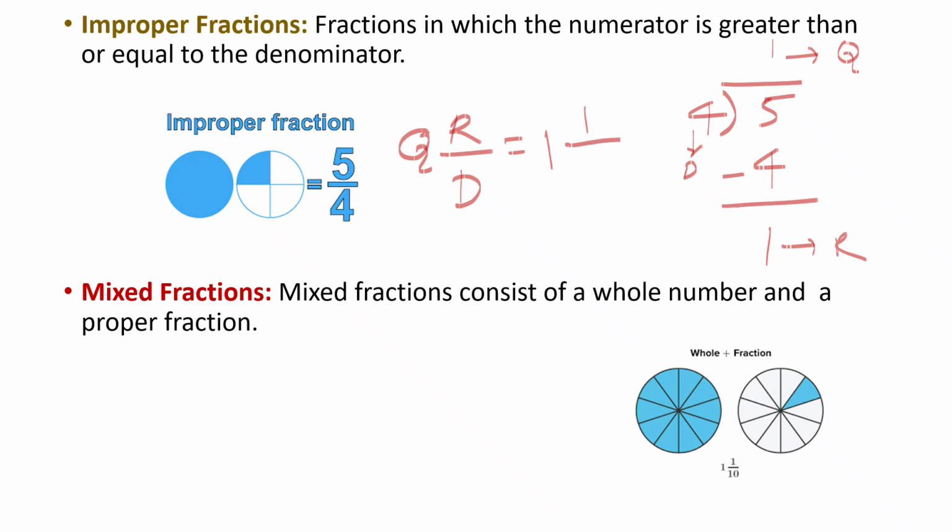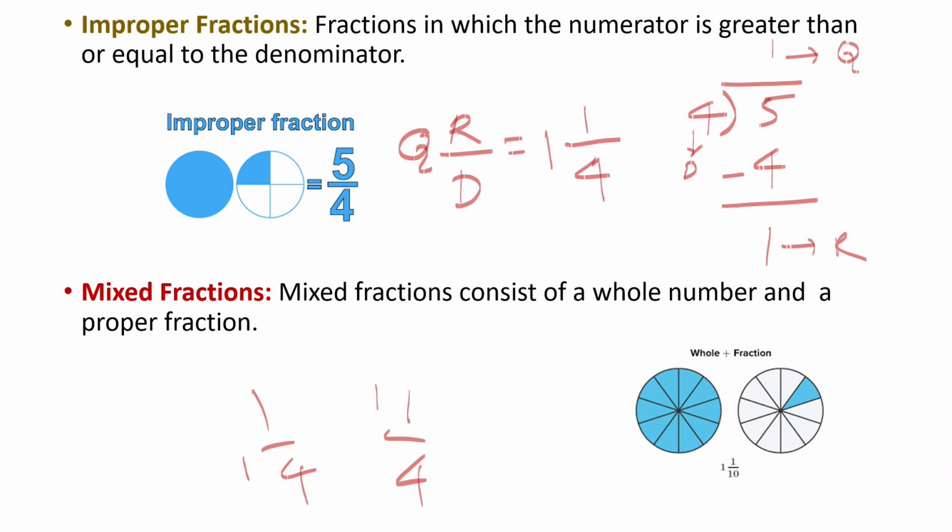divided by 4. This 1 has to be in the middle of the numerator and the denominator. You cannot write it this way, 1 upon 4. That is a totally wrong way of writing a whole number, a mixed fraction or a mixed number. It has to be written this way.